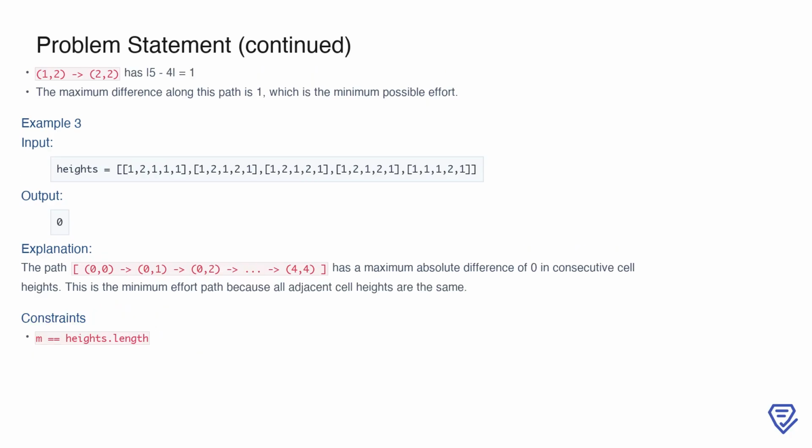To further solidify this, consider the grid heights equals [[1,2,1,1,1],[1,2,1,2,1],[1,2,1,2,1],[1,2,1,2,1],[1,1,1,2,1]]. Here, the output is 0. The path along the cells with equal height, ending at (4,4), has a maximum absolute difference of 0 because all adjacent cells along this path have the same height. This means there are no height differences to consider, and the minimum effort is 0. This demonstrates that when all cell heights are equal, the effort is automatically minimized to 0, regardless of the path taken.